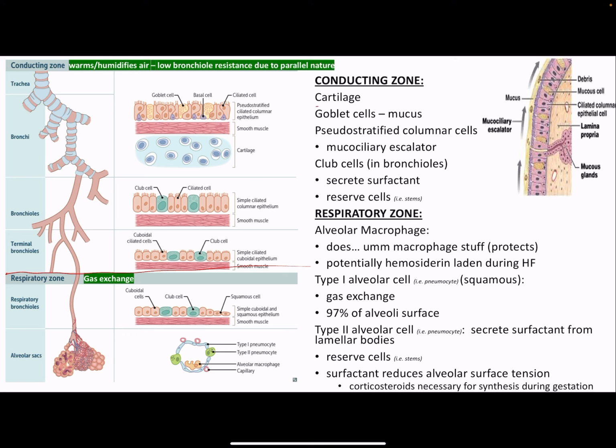We have cartilage in the conducting zone. So here's cartilage. As you get down a little bit further, though, this cartilage goes away once you get into the bronchioles. Goblet cells produce mucus.